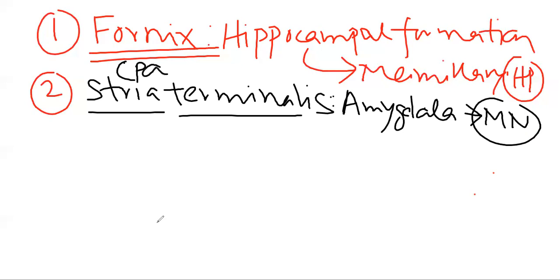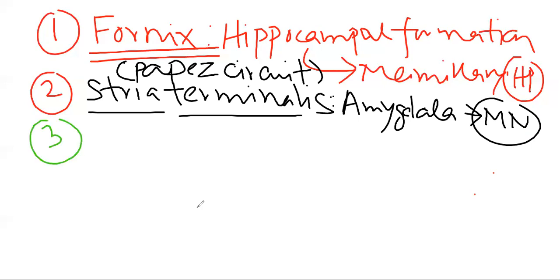So these are the relations related with the Papez circuit, which we were discussing in our physiology of memory lecture. Please go through this lecture to understand the Papez circuit. Now the third important connection of the hypothalamus is known as the ventral amygdalofugal pathway.